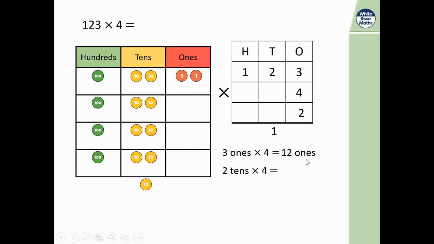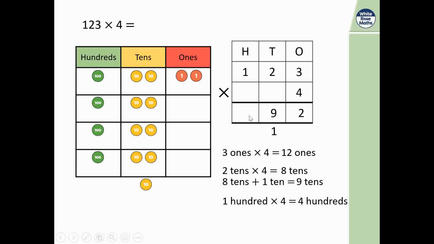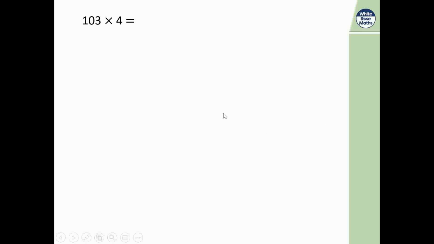That's our 12. 1 ten and 2 ones. 2 tens times 4. Yeah, 2 times 4 is 8. Or 80. Yeah, 8 tens. Now we have to add the 1 plus 1, which gives us 9 tens. And then finally, 100 times 4 gives us 400s. So it's just a shorter equation. I prefer this way, but the other way makes sure that you don't make any mistakes.